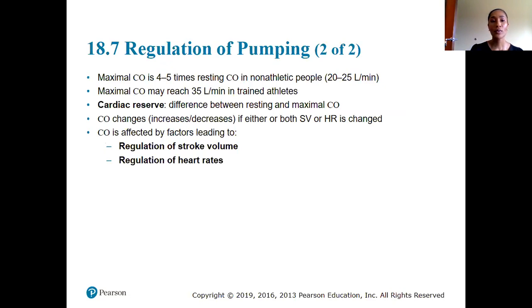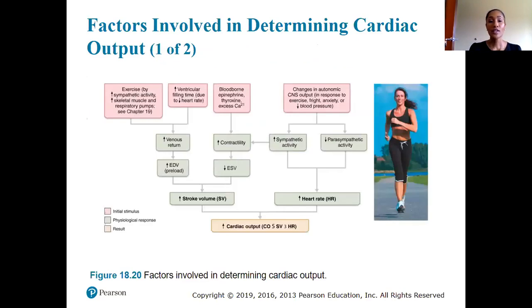And the cardiac output will change, either increase or decrease, if either both or one of the stroke volume or heart rate is changed. So factors that can affect your cardiac output can be differences that we see between the stroke volume and your heart rate. So this leads us into this diagram here that gives us an overview of factors that are involved in determining your cardiac output. So for instance, if you're exercising, of course, that's going to increase your cardiac output because you're going to increase your heart rate. You're also going to increase your stroke volume.